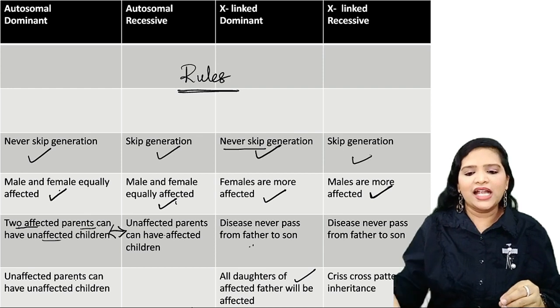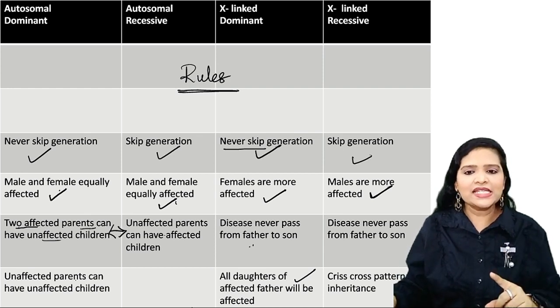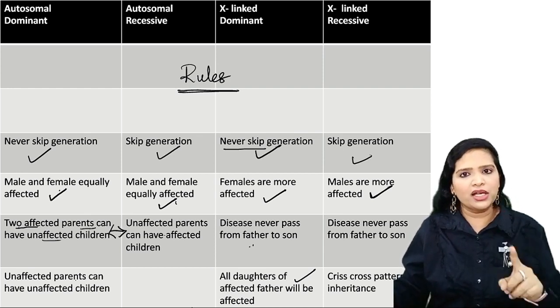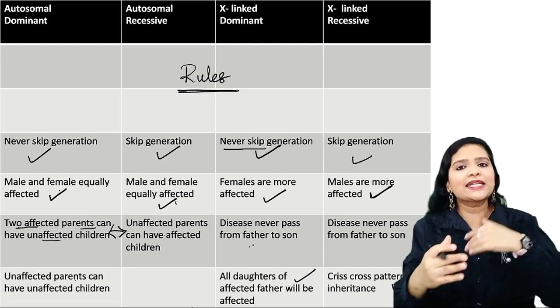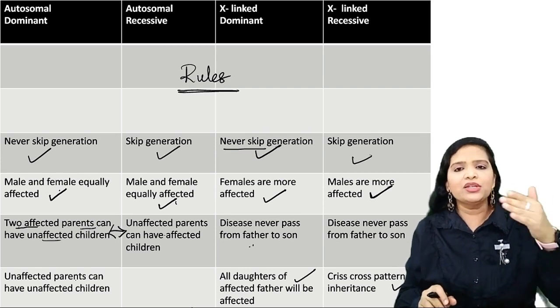Okay, and the last point: in the case of X-linked recessive diseases, the disease will never pass from father to son, whereas there will be a crisscross pattern of inheritance. That means it skips generation. From grandfather, it goes to grandson.